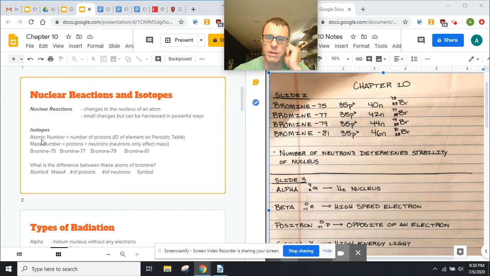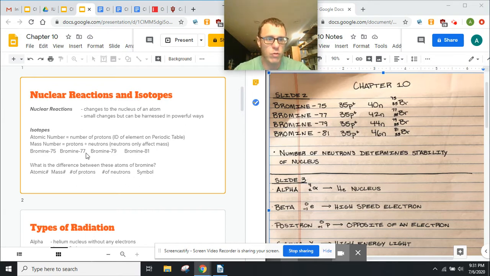If we look at the atomic number, that's your number of protons, or your identification on the periodic table. Hydrogen is element number 1. It's got 1 proton. Helium's element number 2. It's got 2 protons. The mass number is the number of protons plus neutrons. Electrons are so light that we don't count them when we're just trying to get a general idea of the mass. So all we have is protons and neutrons, and they're relatively heavy, whereas an electron is extremely light. The only thing that neutrons do, since they don't have a charge, is affect mass.